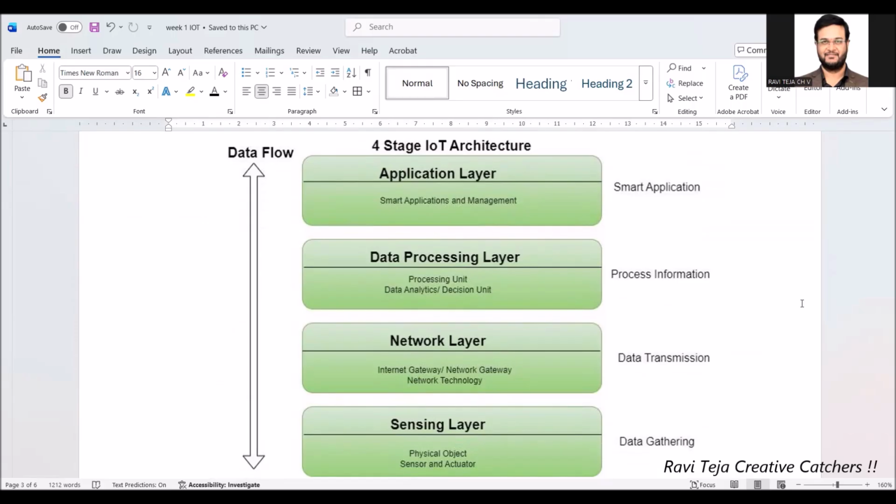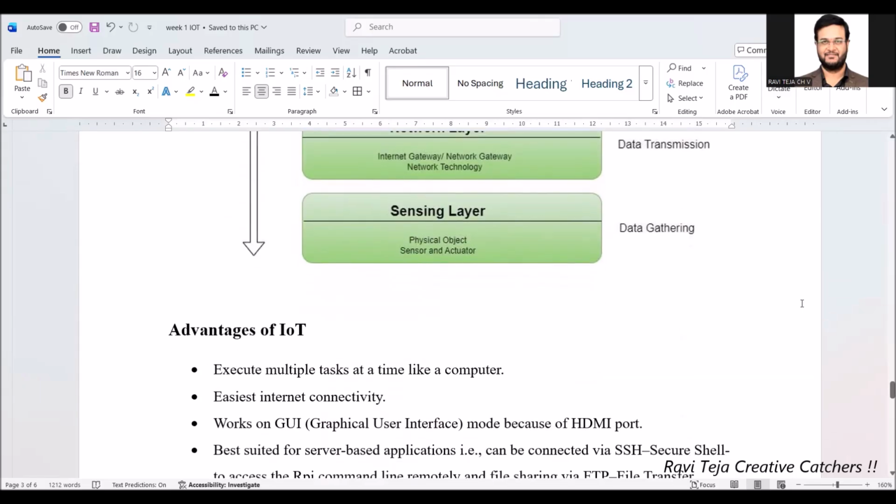So if you see the application layer, you have smart applications and management. Data processing layer, you have processing unit, data analytics, and decision unit. Network layer, we have internet gateway, internet network technology. Sensing layer, we have physical object sensor and actuation, where all the data will be gathered.